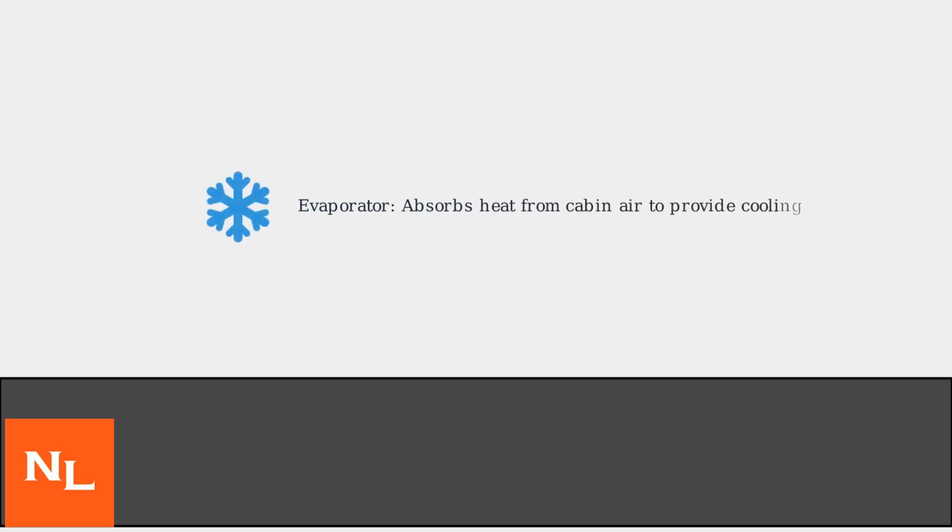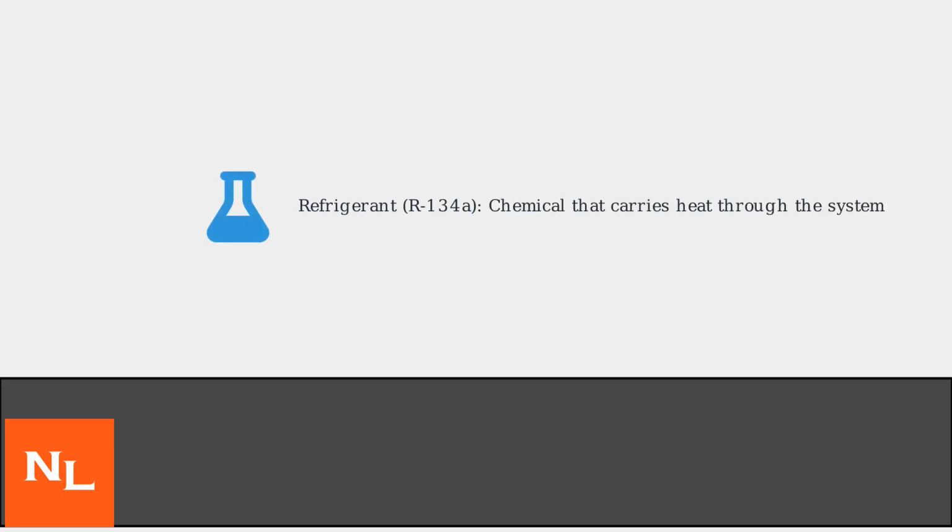The evaporator is located inside the vehicle and absorbs heat from the cabin air, creating the cooling effect you feel. The expansion valve regulates the flow of refrigerant and creates the pressure drop needed for cooling. The refrigerant, specifically R134A, is the working fluid that circulates through the system, absorbing and releasing heat.